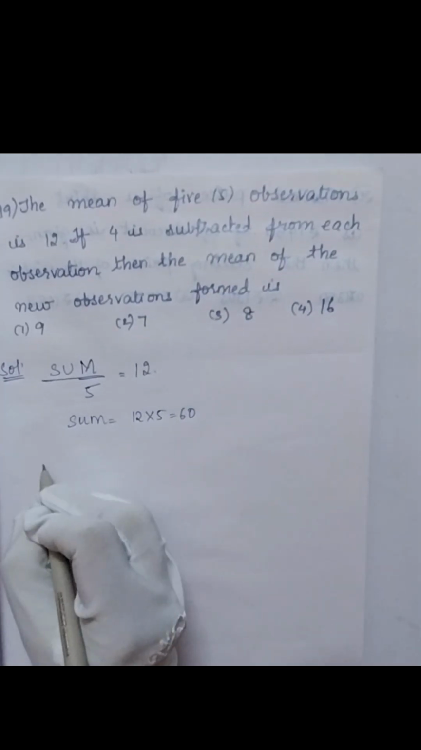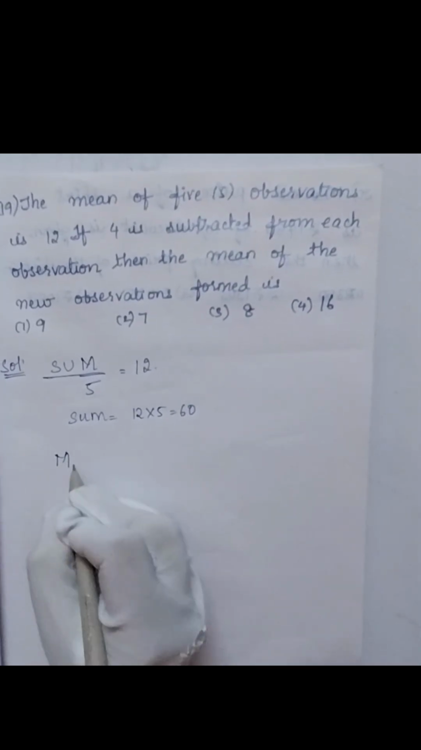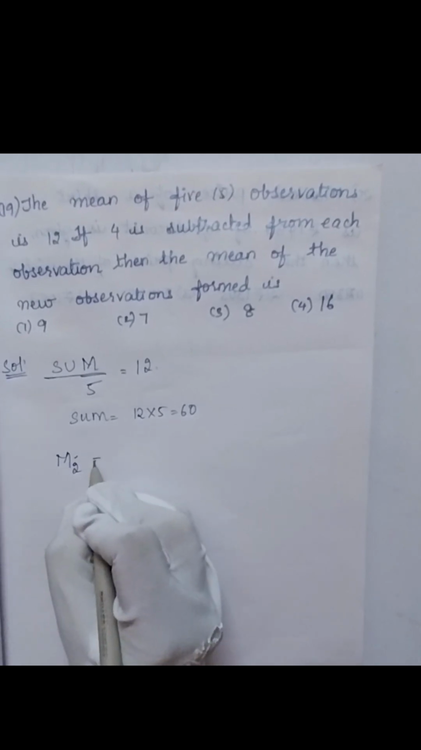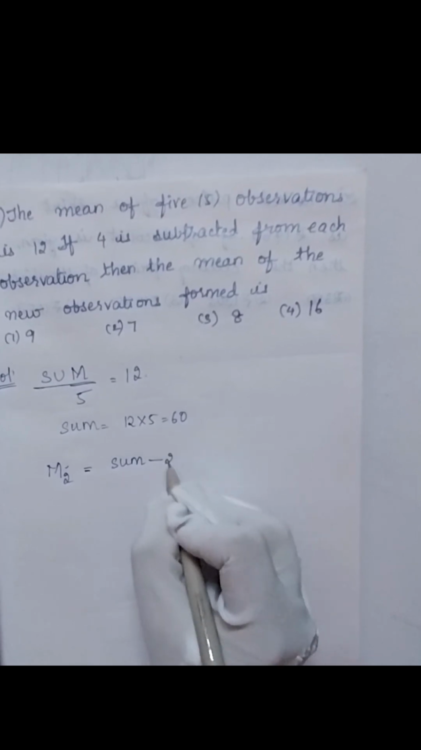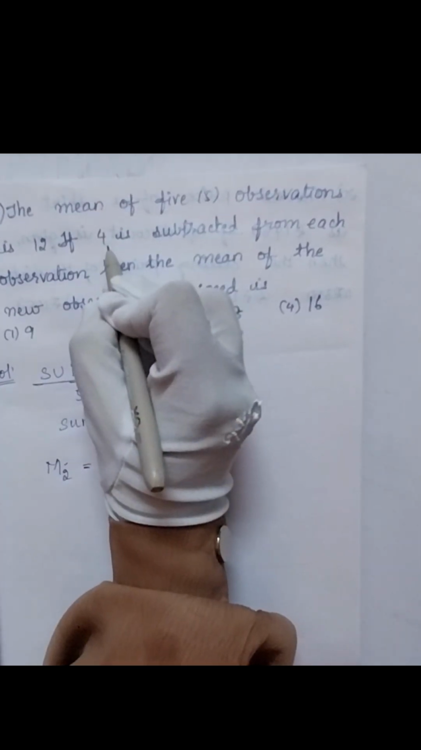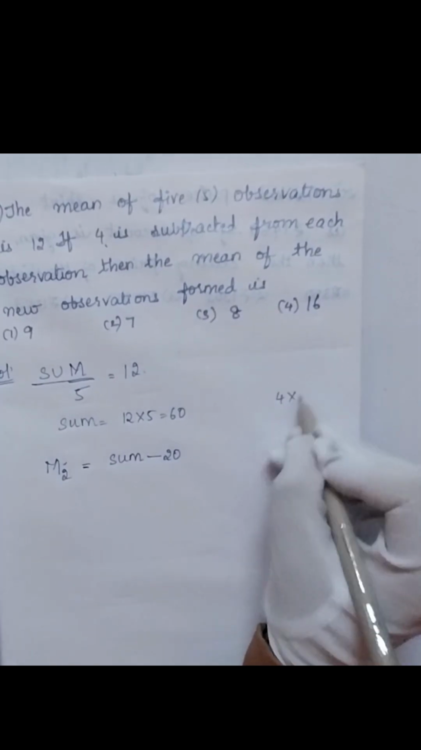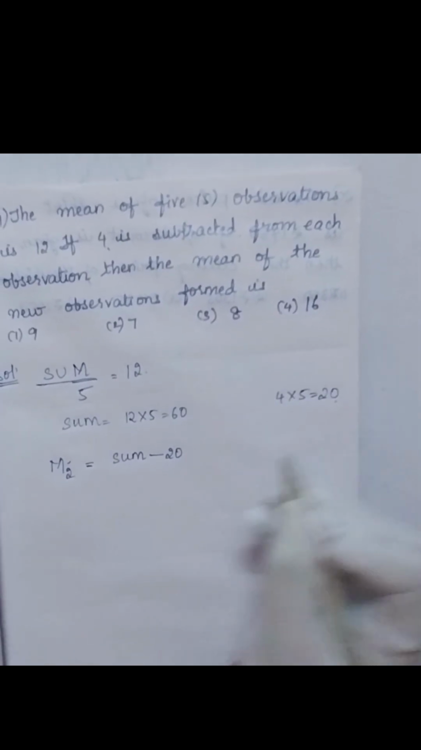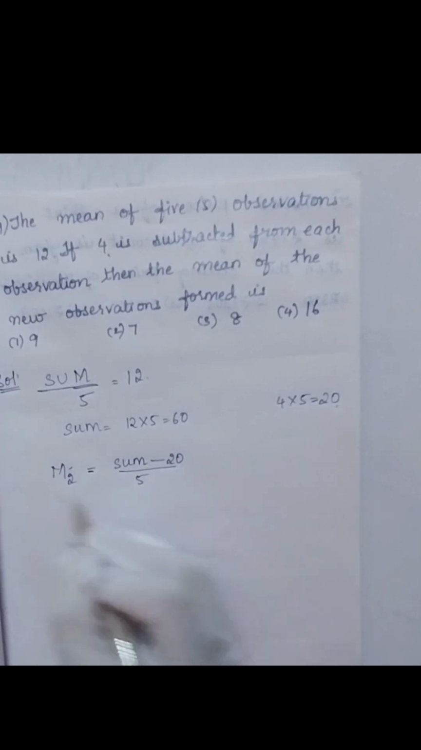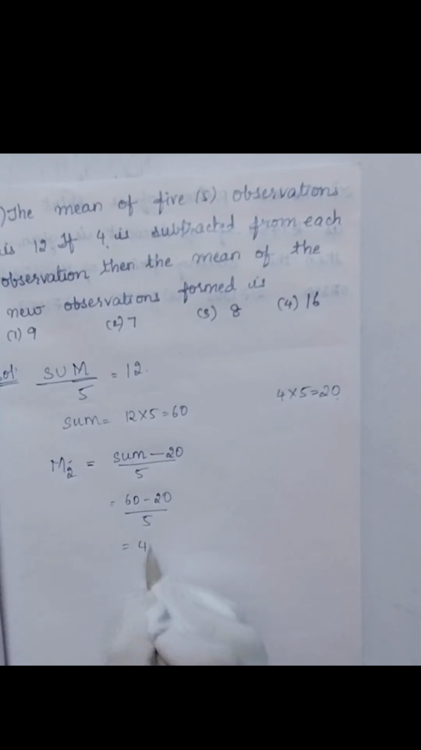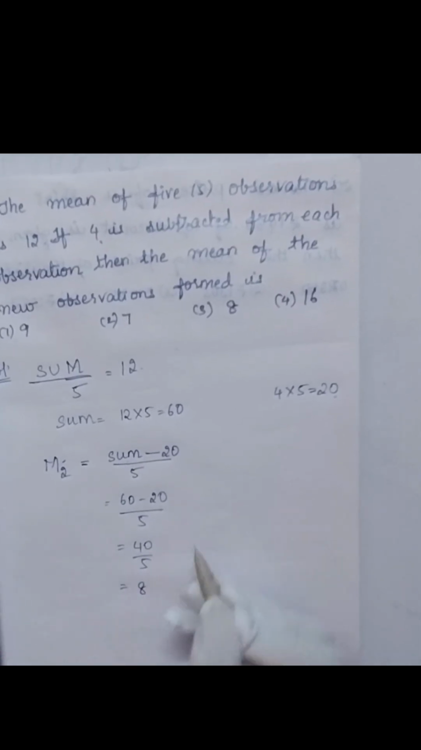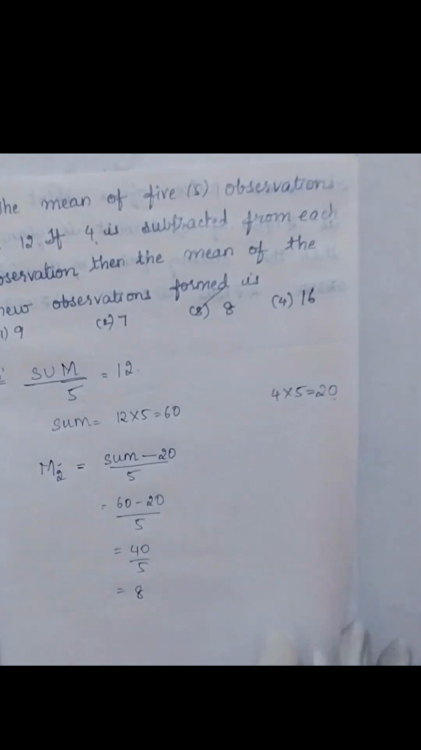Okay. What is the hint? If 4 is subtracted from each observation, so what will be the new mean? Let us write it as M2, since it is the new mean. So new mean will be the sum of all the observations minus 20. Why 20? Because we are subtracting 4 from each observation. So total how many observations are there? 5 observations are there. So you have to subtract how much? 20. So 20 by 5 is our new mean. But we know that sum is how much? 60. So 60 minus 20 by 5, which is nothing but 40 by 5, which is nothing but 5 ones are 5, 5 eights are 40. Option is third. Okay. So the last question of the previous year Ed.Cet mathematics part is the 20th question.